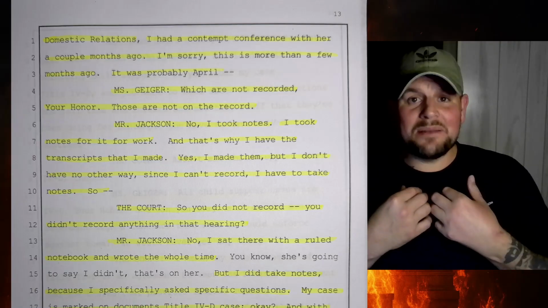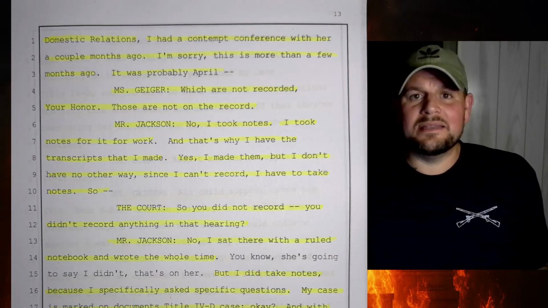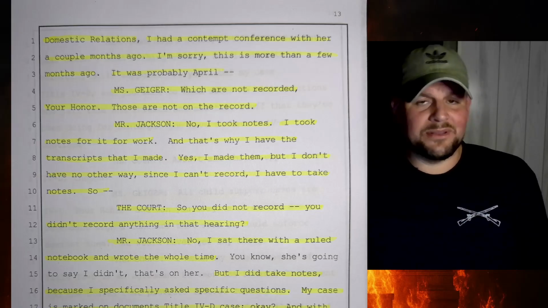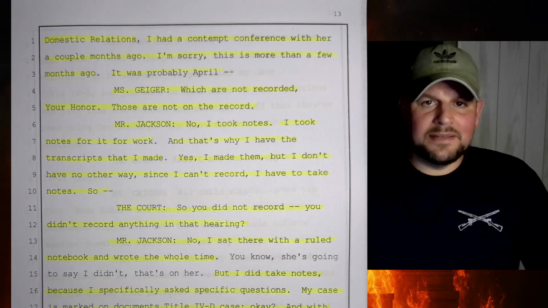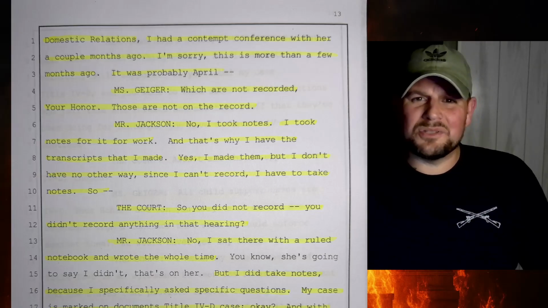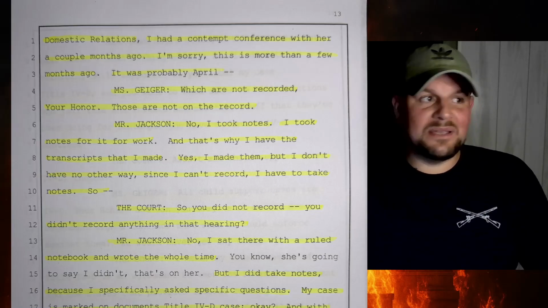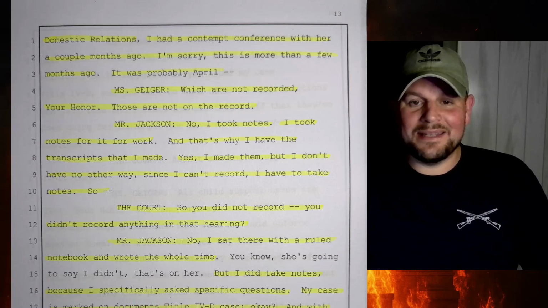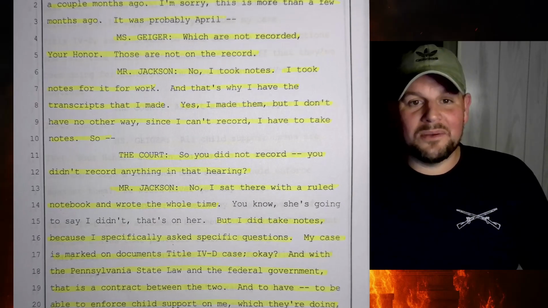Well, because I made my own transcripts, does that mean that it didn't happen or I'm lying or they don't count? You can't record in there. What else are you supposed to do? Write it down, make your own transcripts. So that's what I did. And they're still worried about it recording.